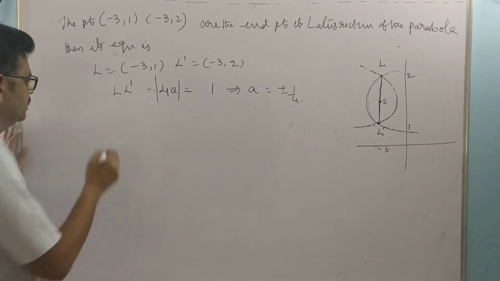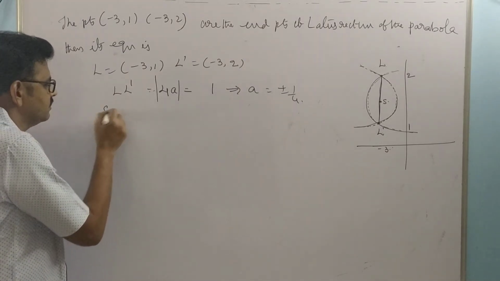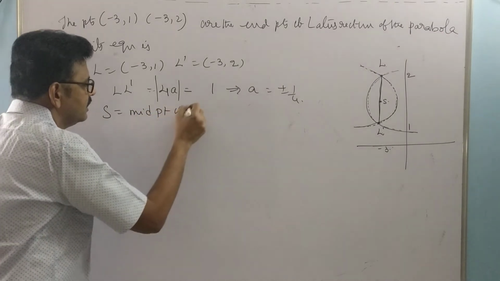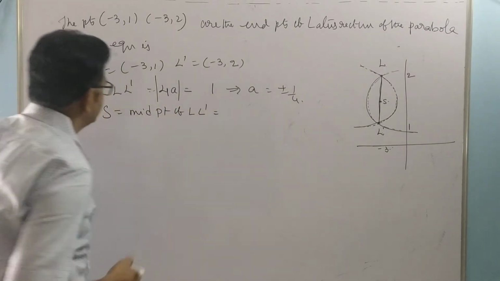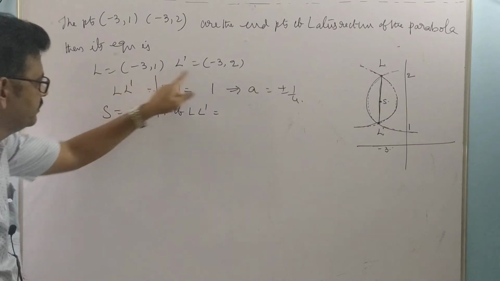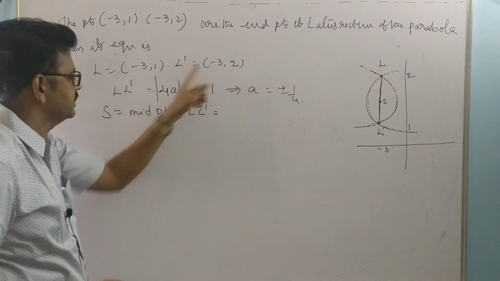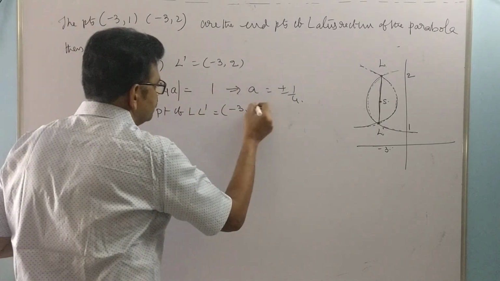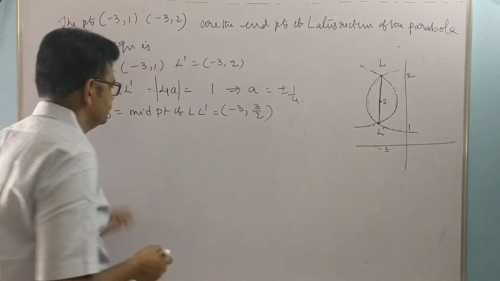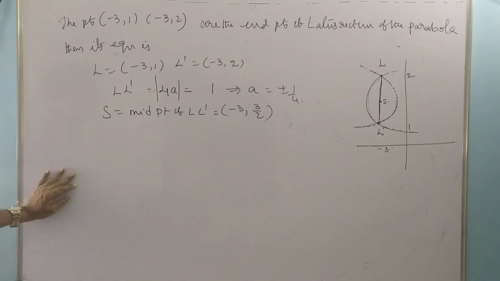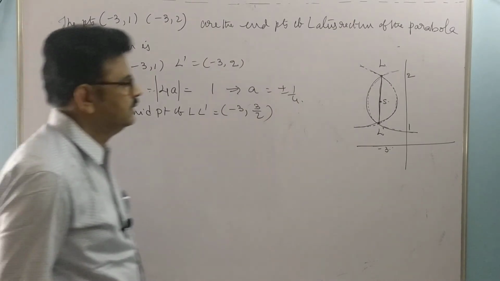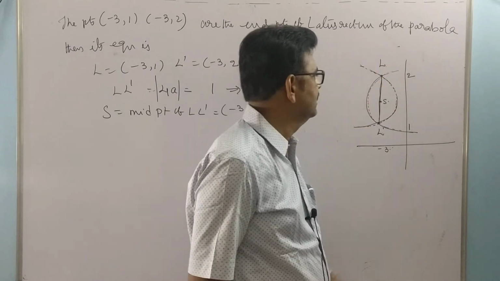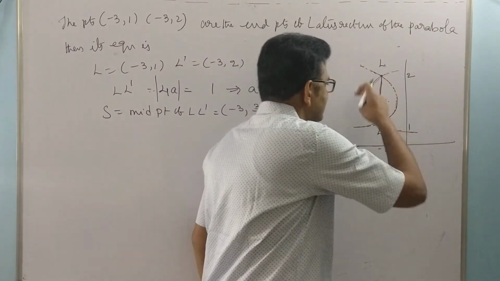Now focus S is equal to the midpoint of LL dash. What is the midpoint of these two? (x1 plus x2) by 2, that is minus 3, comma (y1 plus y2) by 2, that is 3 by 2. Since the latus rectum is parallel to the y-axis, therefore the parabola is symmetric about the x-axis.